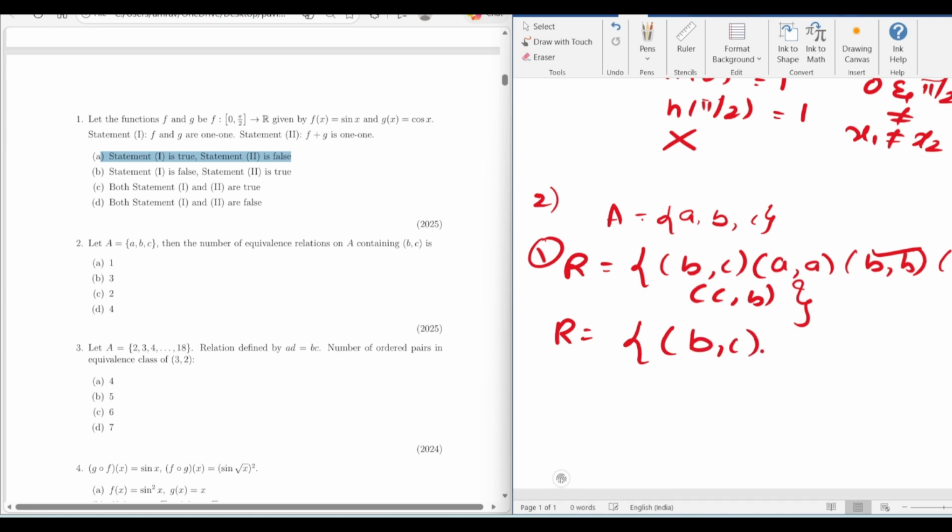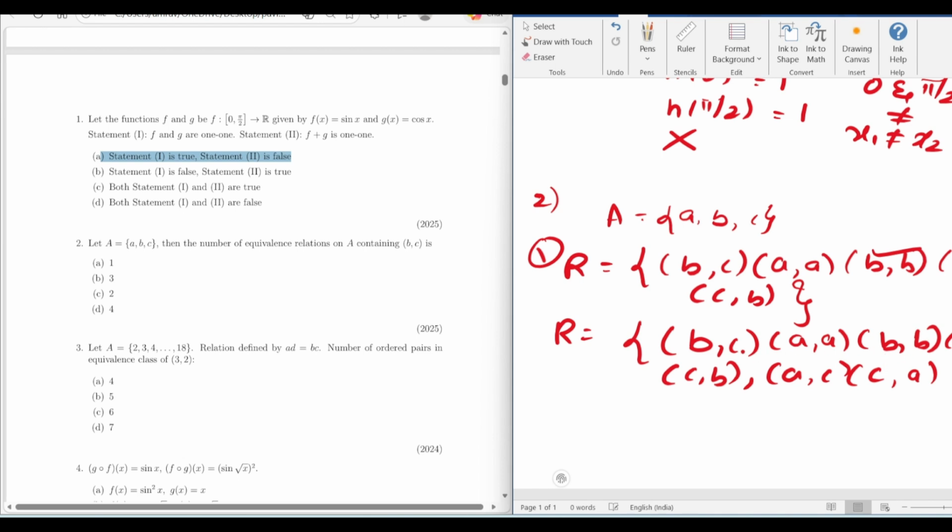I have to surely write (B, C). It has to contain (B, C). Then let me write the reflexive pairs. Done. If (B, C) exists, then obviously (C, B) by symmetry. It is the same as the first relation. Now let me add one more element, (A, C). If there exists (A, C), you are supposed to write (C, A). So (A, C), (C, A). Done with this.